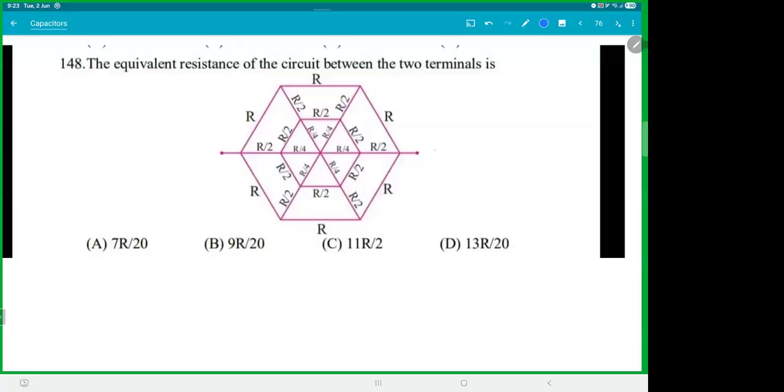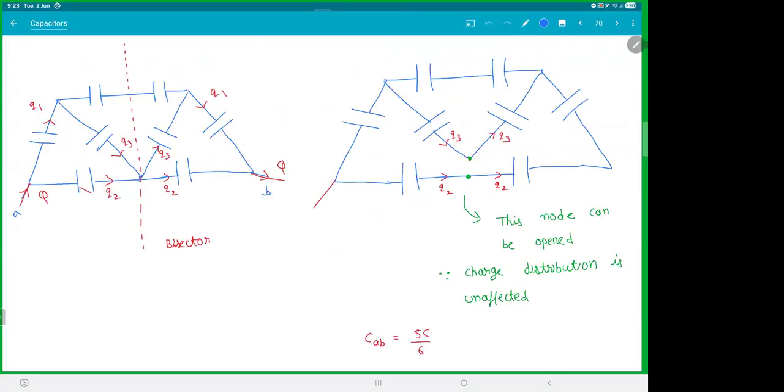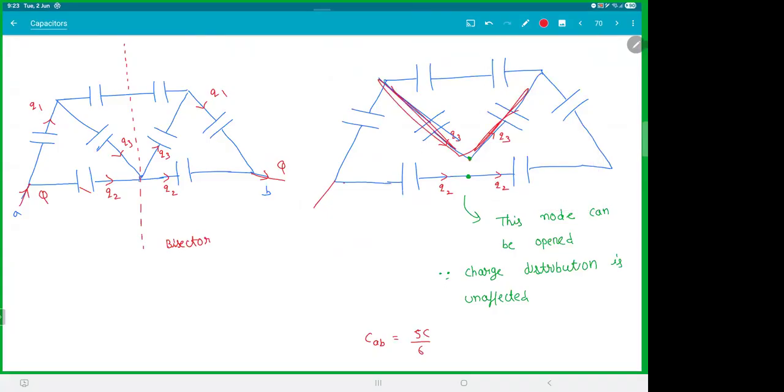Find the resistance between the two terminals. So, these are the two terminals A and B. You can't open it left and right. There's a logic, isn't there? Why are you opening it up and down? Look at this. Whatever charge is coming here is going here. Whatever is going here is going here, isn't it?